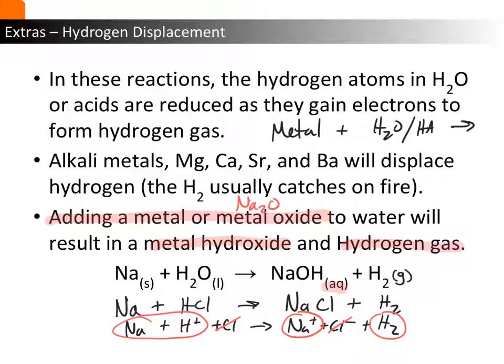But going back, adding a metal or metal oxide to water alone will result in a metal hydroxide and hydrogen gas. So these two products are always a result of something dropped in water. But if you drop it in acid, you need to figure out the net ionic. But in both cases, hydrogen is one of the products, and thus it's called hydrogen displacement.